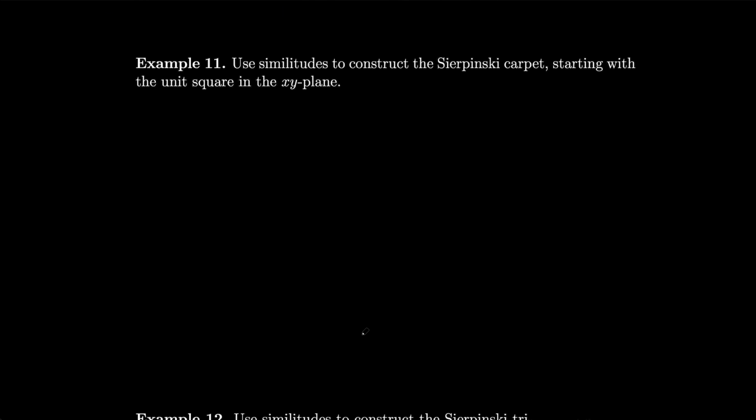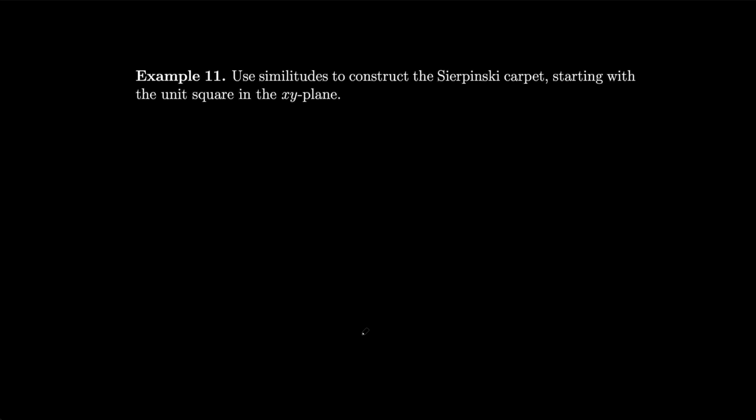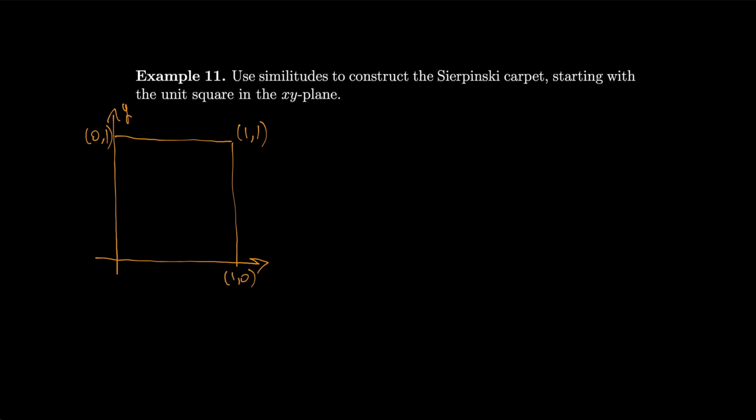Let's use similitudes to construct the Sierpinski carpet, starting with the unit square in the xy plane. So I'll start with the unit square. So here's y, here's 0, 1. I need to go to 1, 1. So here's 1, 0. Here's 0, 0. And I'll call this S0 for our starting square.